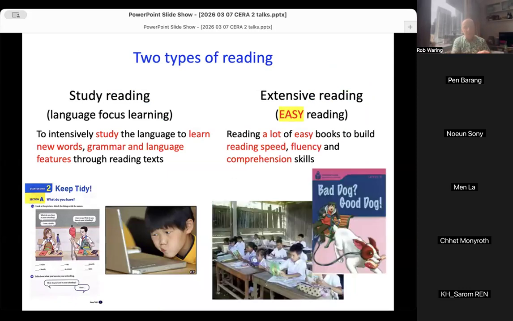The goal of the textbook is to teach new stuff. Here's some new words, here's some new grammar. But of course, the student won't remember it very well. So they will soon forget some of that. So the reason we then add extensive reading on top of that is to provide depth and consolidation. We can only do that if we're reading quickly.